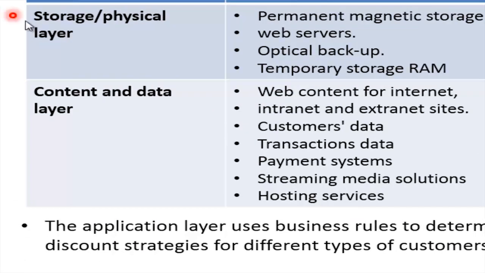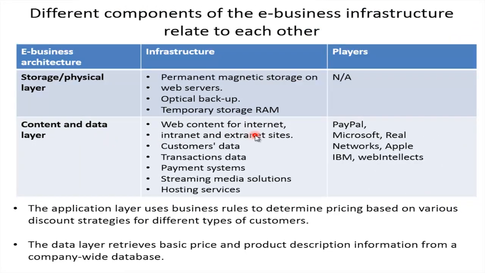Storage layer: permanent magnetic storage on web servers, optical backup, and temporary storage in RAM. Content and data layers: web content of internet, intranet and extranet sites, customer data, transaction data, payment systems, streaming media solutions, hosting services. Players such as Microsoft, PayPal, IBM and Apple.